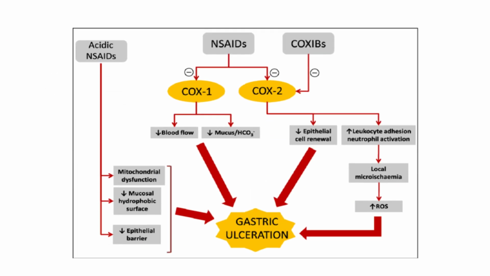Another major cause of PUD is NSAID use. NSAIDs inhibit cyclooxygenase, COX-1, which is essential for prostaglandin synthesis. Since prostaglandins help maintain gastric mucosal integrity, their inhibition makes the stomach lining vulnerable to acid-induced damage. Patients who regularly take NSAIDs, especially older adults, are at a higher risk of developing ulcers.